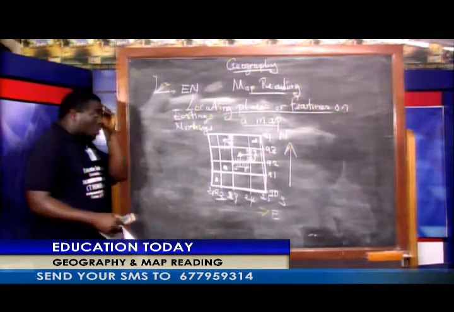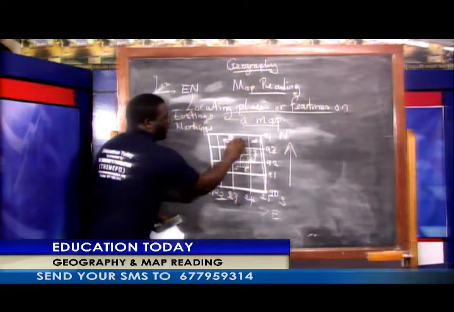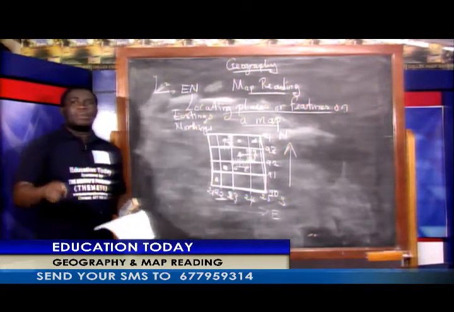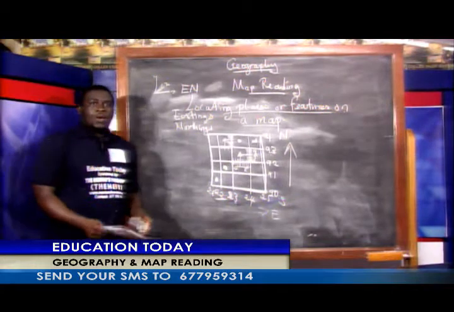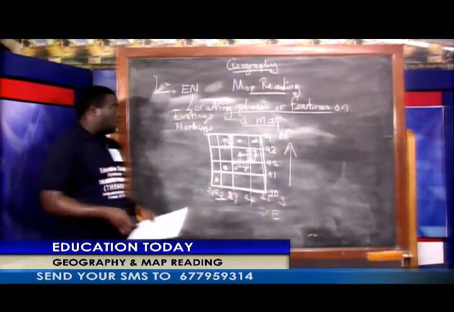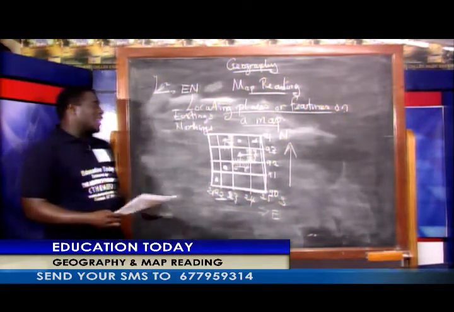Okay, we want to go to this other example again. We have this, our point here. This is a small lake. We want to locate that particular lake. How then do we locate our lake? Please, televiewers, you are going to give me the 4-figure reference of this lake.